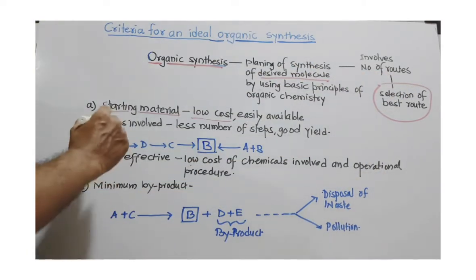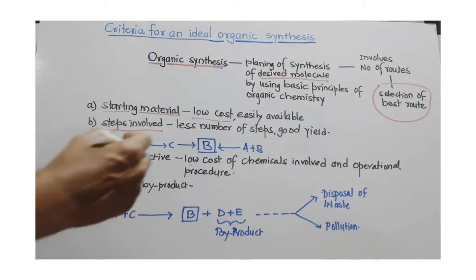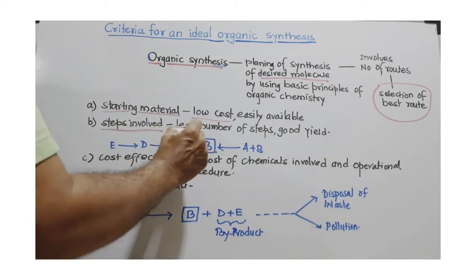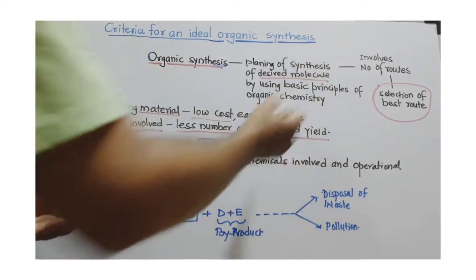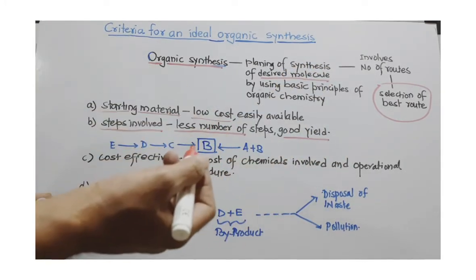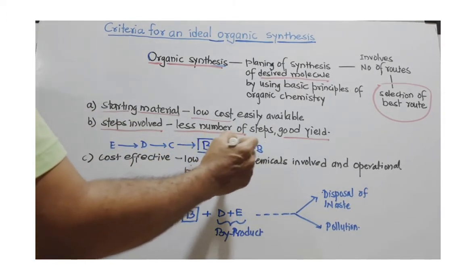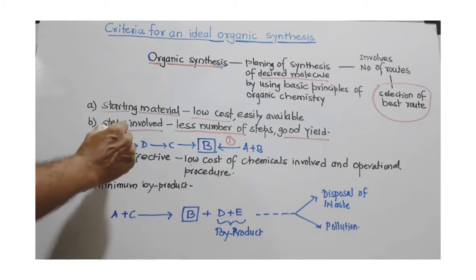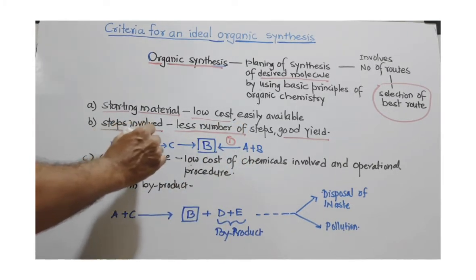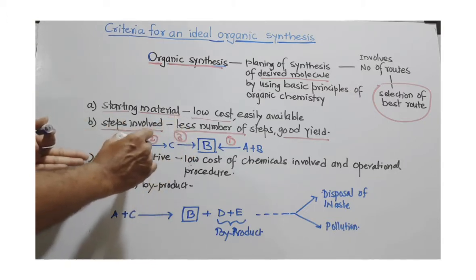Second is how many steps are involved in the organic synthesis. All of you know, if a less number of steps is involved, the yield of the desired molecule is better. I have given here one example. In the first route there is just 1 step, and in the second route there are actually 3 steps. Each step will have a certain byproduct.